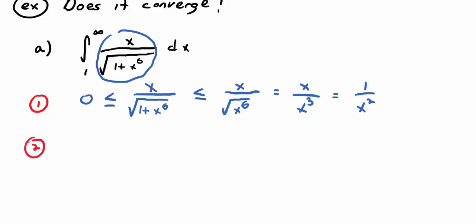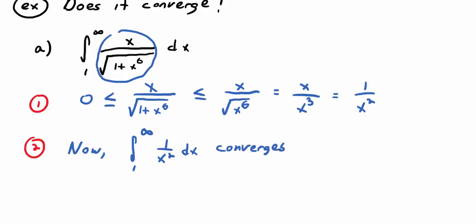Step 2, you want to figure out what the integral, same limits of integration, the integral of the simpler function is doing. Does it converge? Does it diverge? In this case, we're hoping for convergence. So step 2, you could maybe have a connective word right now. The integral from 1 to infinity of 1 over x squared dx, I know that converges.